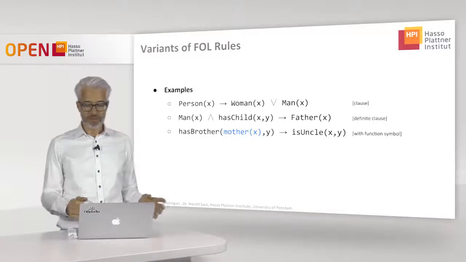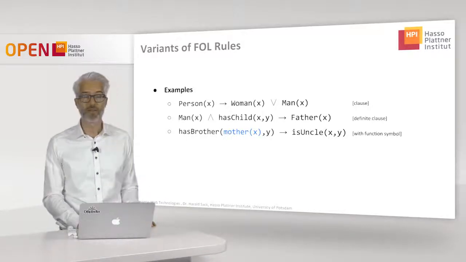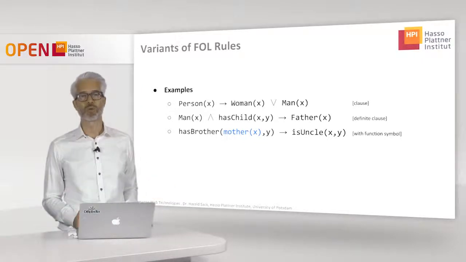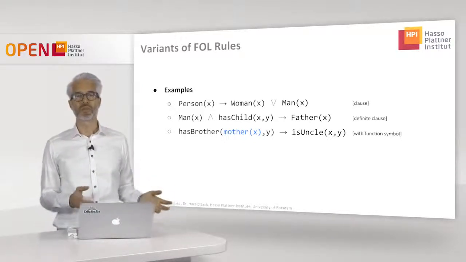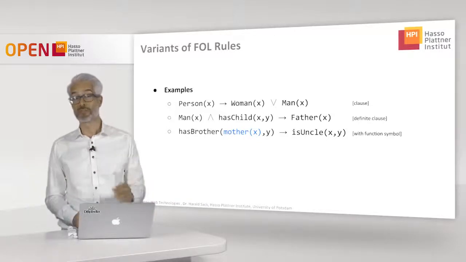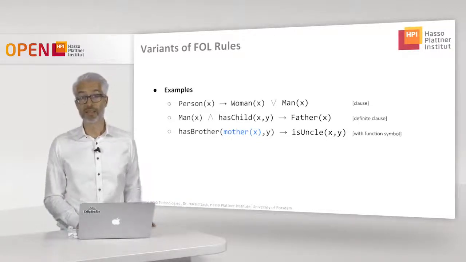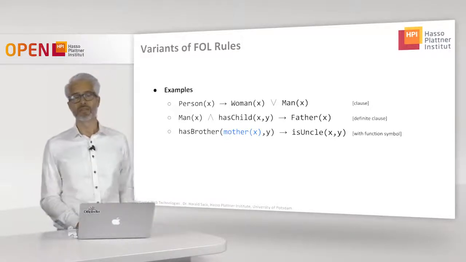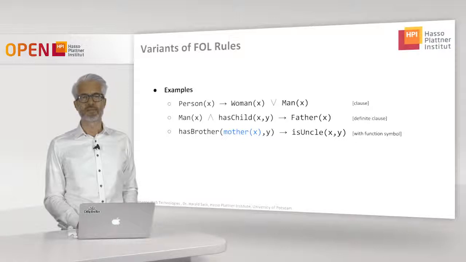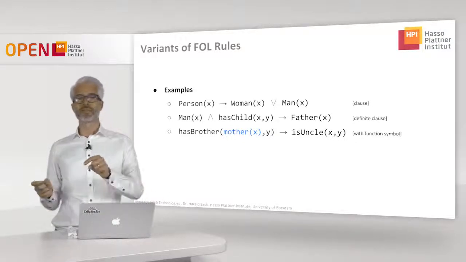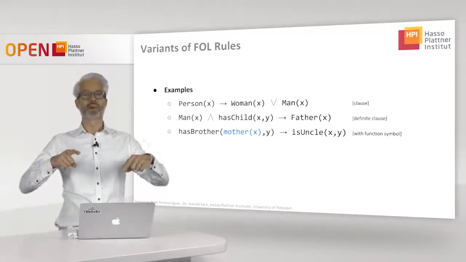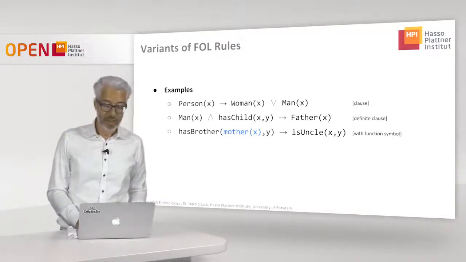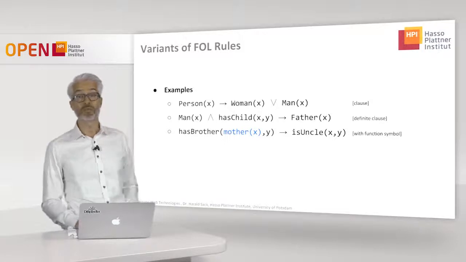The next one here is also interesting, and would also be a clause. Here we have a combined expression. We have a predicate hasBrother, and this is combined with a function here, mother of X, and Y, and of course the brother of the mother of Y. If Y is the brother of the mother of X, then Y is the uncle of X. This is the way it works. And mother here is in blue. It's a so-called function symbol.